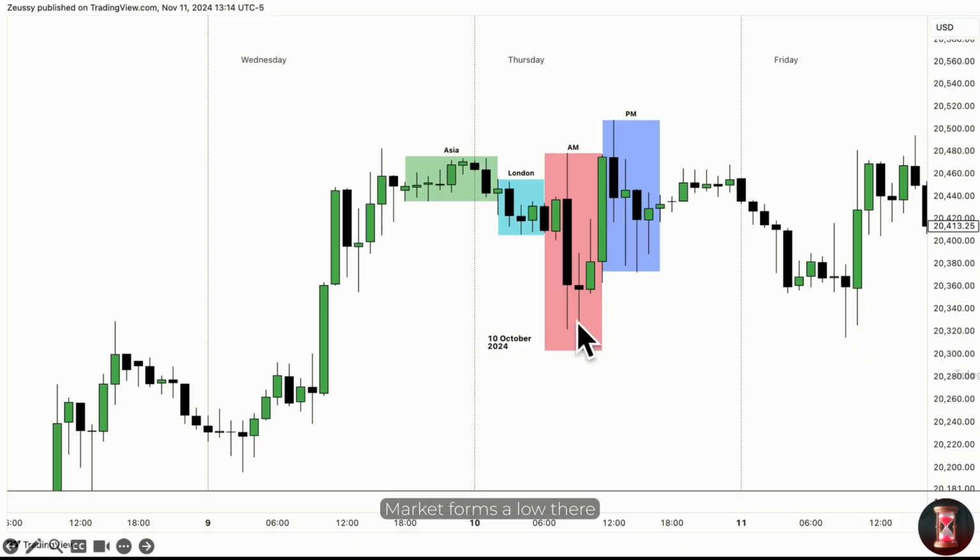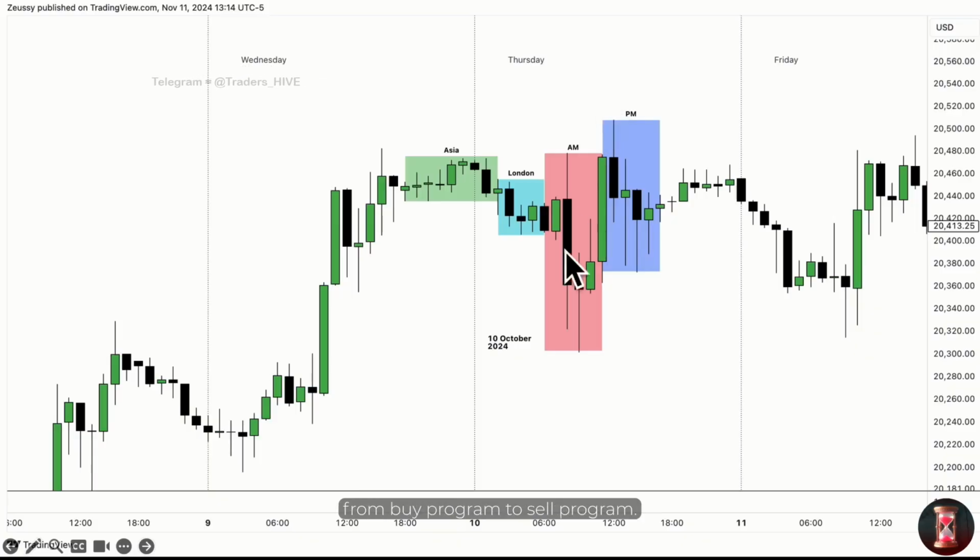Market forms a low there and then continues to expand higher, drawing towards the morning session high. But here's something very important that occurs. Notice that we engineer relative equal highs right here near the end of the morning session. The PM session opens up and we initially reprice above those relative equal highs, taking them out. We then see the market form a high and begin to draw towards the downside.